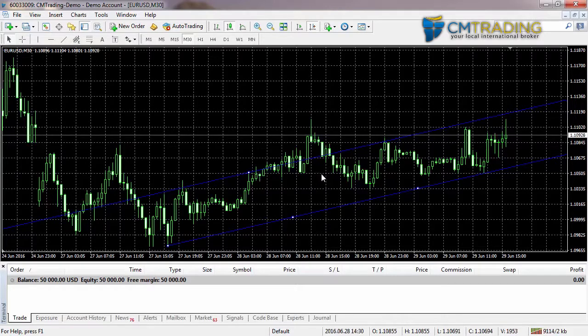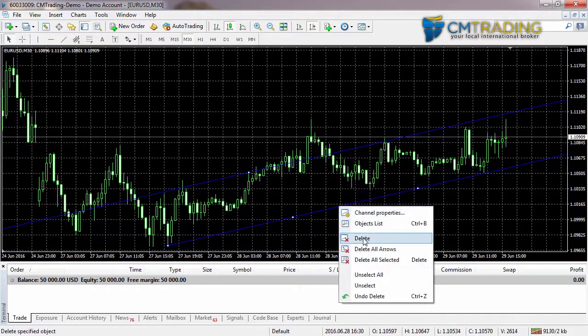To lock it into place, the same thing applies. You just double click, and now it's locked. To delete, it's the same. You double click, right click, delete.